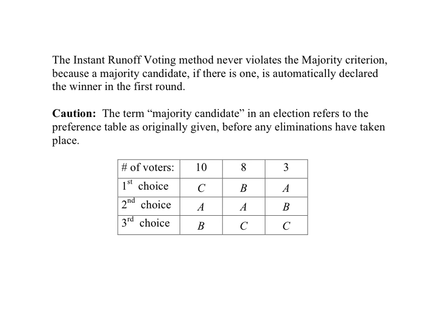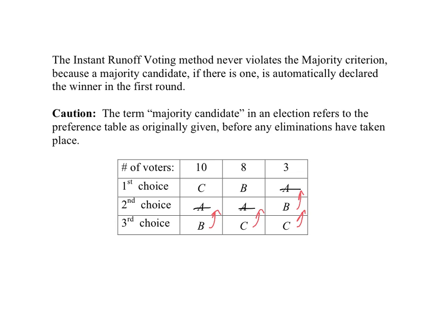The term majority candidate in an election refers to the preference table as originally given before any eliminations have taken place. So in this other election that we've looked at in previous examples, where C does have a plurality but not a majority of first choice votes, it's true that when you apply the instant runoff voting, A is eliminated, and then you've got B and C moving up accordingly, and it's true that in round 2, B has a majority of the first choice votes in the round 2 sense.